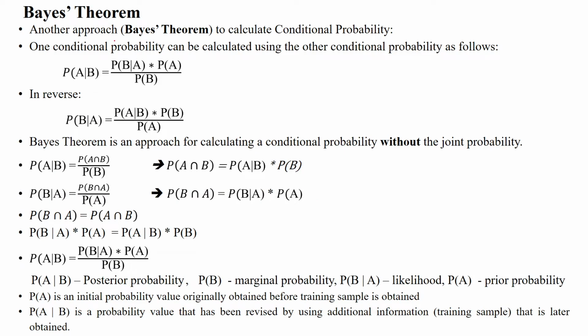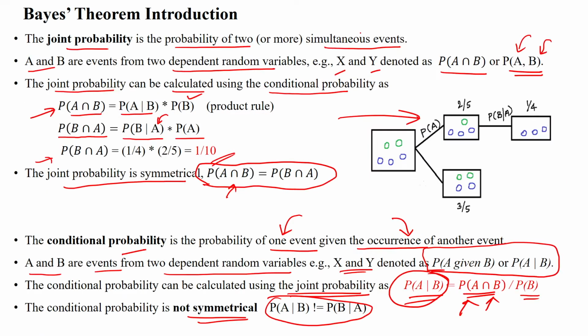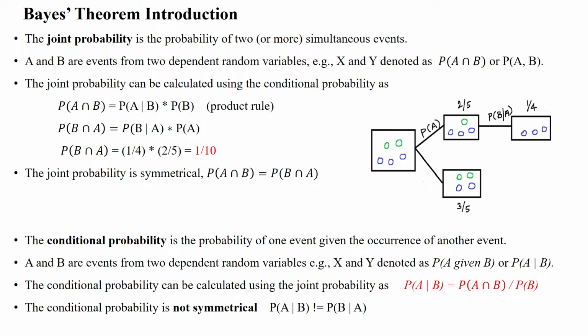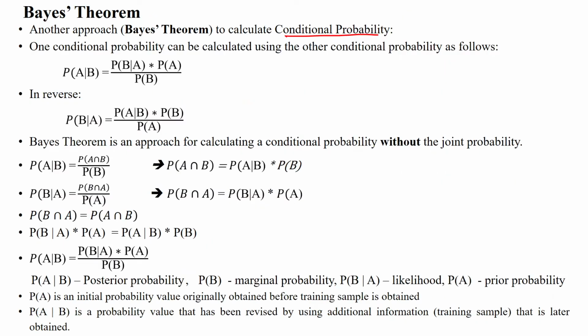Here the Bayes theorem is used to calculate the conditional probability. Earlier we used the joint probability to calculate the conditional probability. Without using the joint probability, we can calculate the conditional probability by using the Bayes theorem.